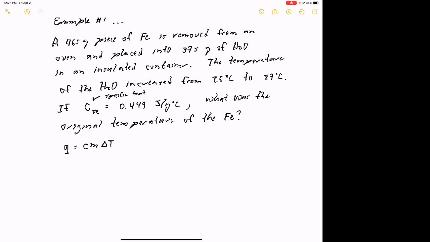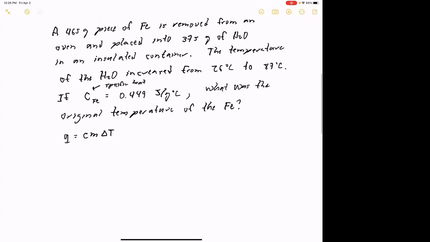Now, if I want to, I can define a Q for both water and iron, because those are the two substances that are involved in this matchup, if you will, that's happening inside the calorimeter. So what I can say here is to get to thermal equilibrium, right? I can say that the Q associated with the iron has to equal the Q associated with the water. In other words, the heat transfer from one to the other has to be equal. In other words, the heat has to leave one thing and go to something else.